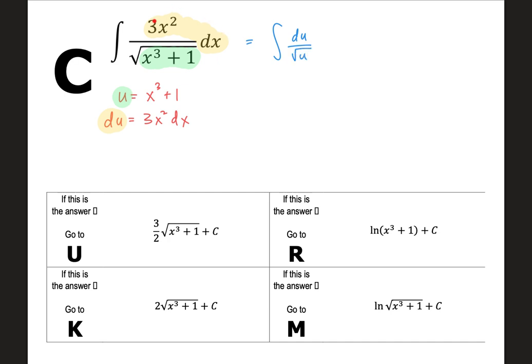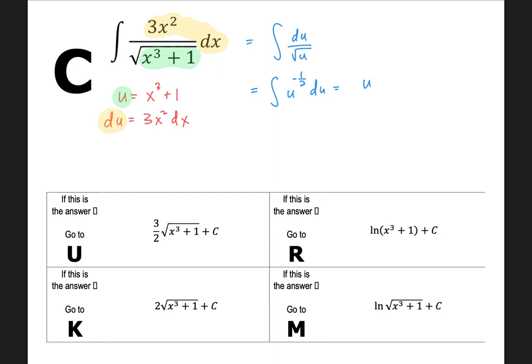Just notice this whole thing became du, so that's in the top, and then this bottom became u, and that's why it's square root of u in the bottom. Okay, so with indefinite integrals, we'll find the antiderivative in terms of u, and then substitute back for whatever u was to get it back in terms of x's. First, before we integrate, let's change this to u to the negative 1/2. Now we can integrate.